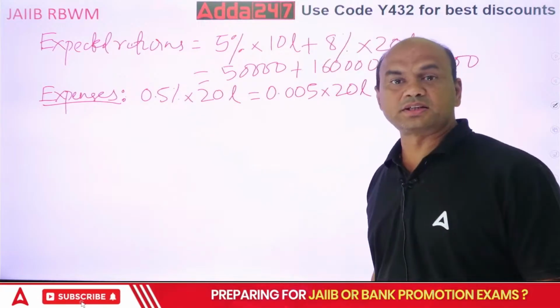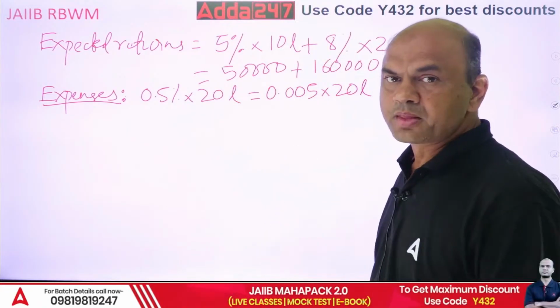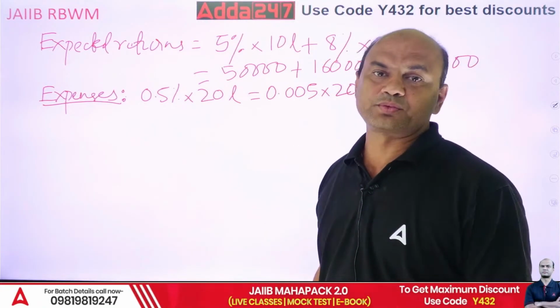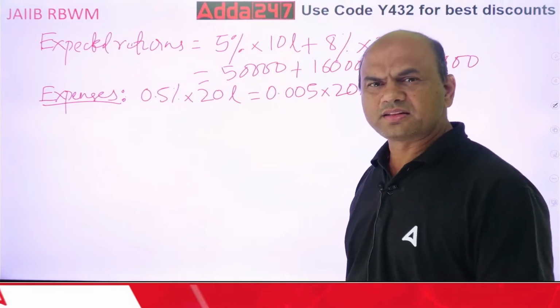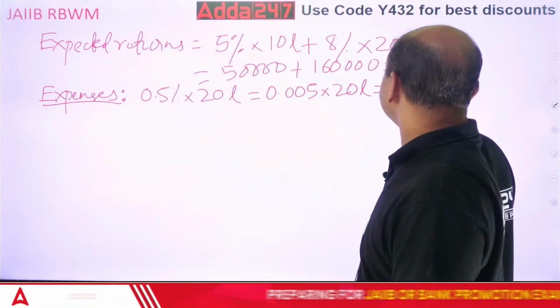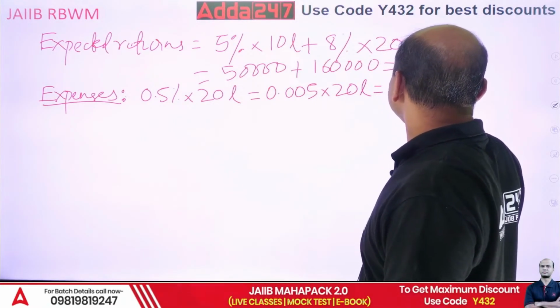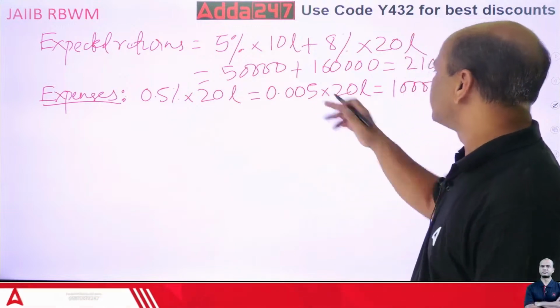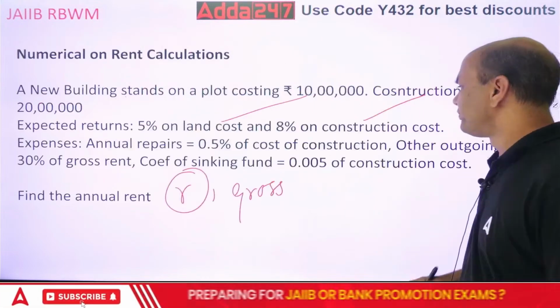So what is the answer? Multiply this, 0.005 into 20 lakhs. What are you getting? 5 to the 10. Okay, so 5 to the 10. I think so, 10,000. Expense number 1. What is expense number 2?